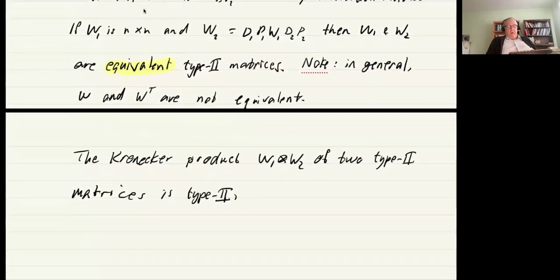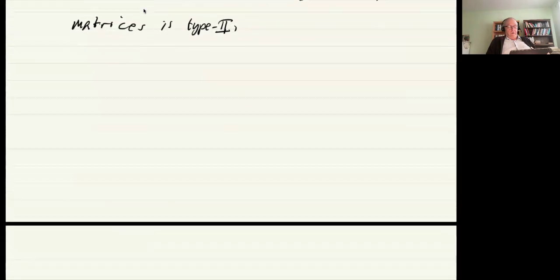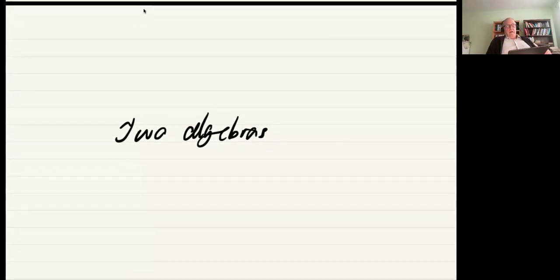And I already mentioned the Kronecker product of two type 2 matrices is type 2, so that gives you a larger supply.